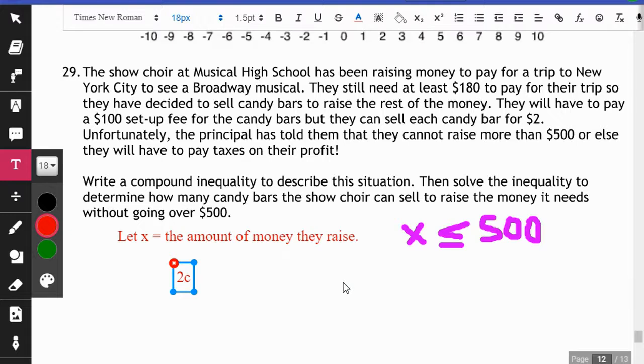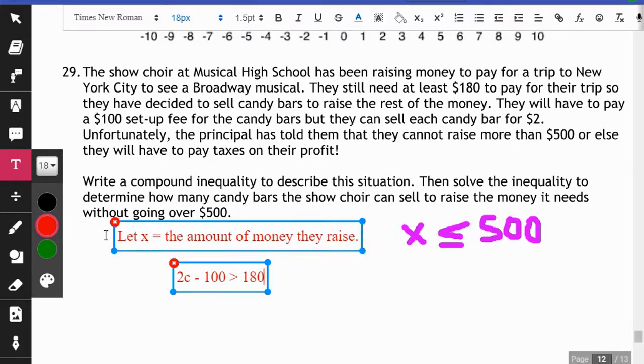Well, you know what? We'll say $2 per candy bar. We're going to get there. Candy bars is our variable, not the money they raise. We'll get to the money they raise. 2 candy bars minus the $100 that they have to pay to get the candy bars in the first place must be greater than 180. Otherwise, they can't go on their trip. Would you agree? Okay, very good.